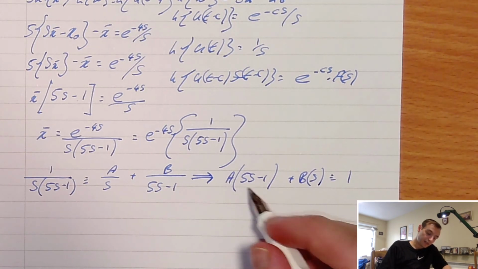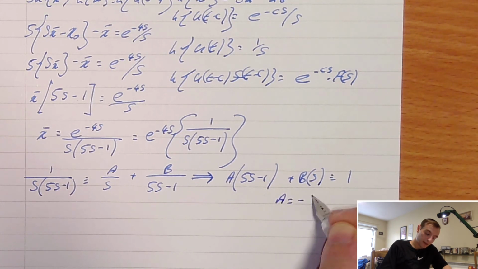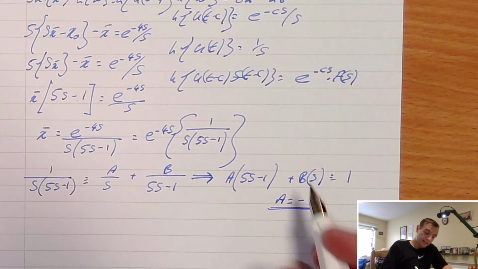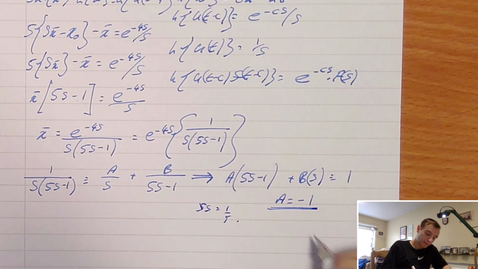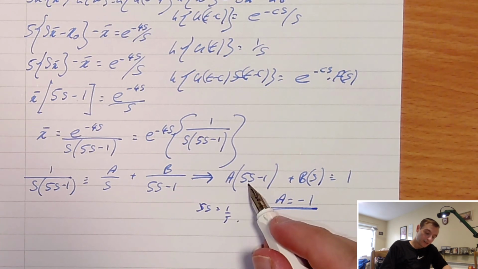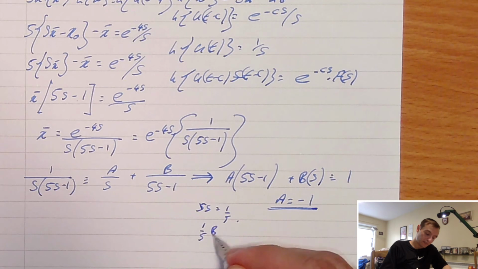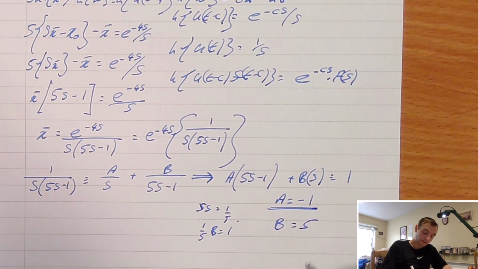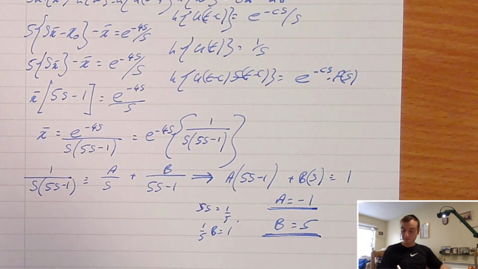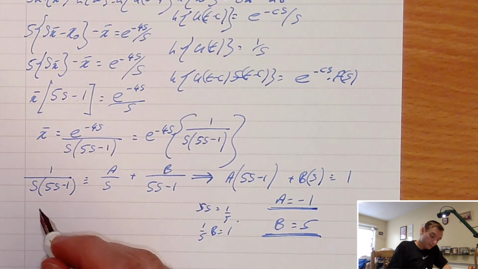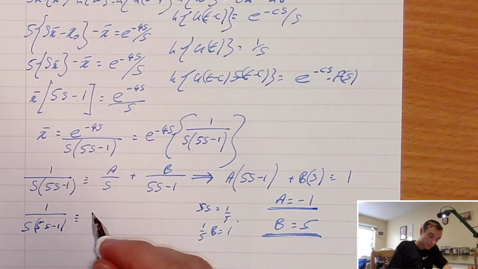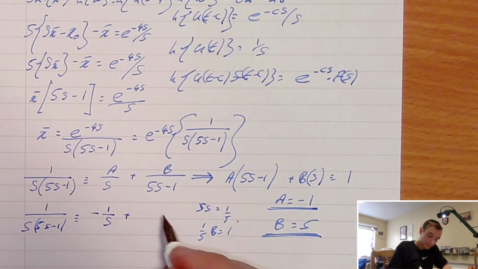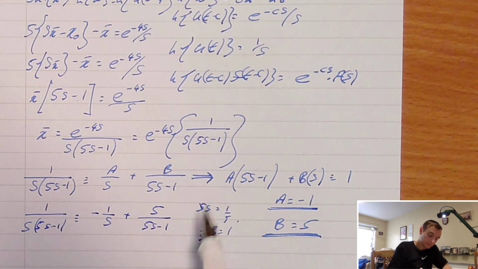So when s equals 0, minus A equals 1, therefore A equals minus 1. And when 5s minus 1 is 0, 5s equals 1, so s equals a fifth. So that's going to be 1/5 B equals 1, so B equals 5. So we can say, therefore, that 1 on s(5s minus 1) is identical to minus 1 on s plus 5 on 5s minus 1.